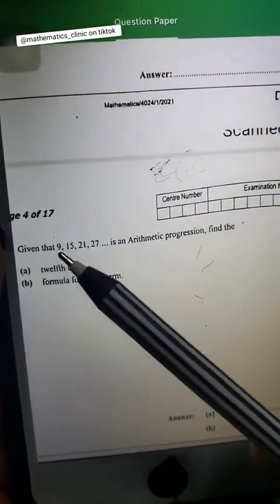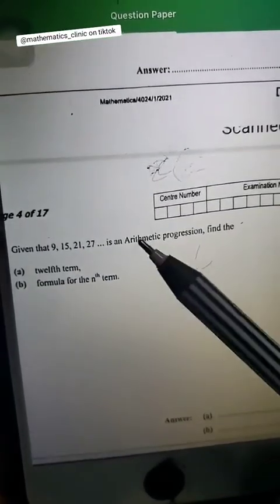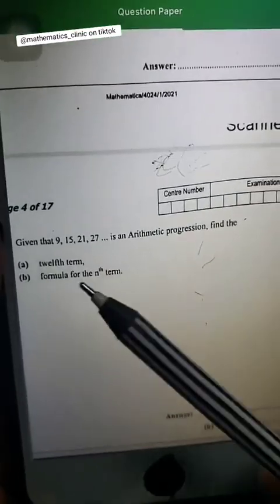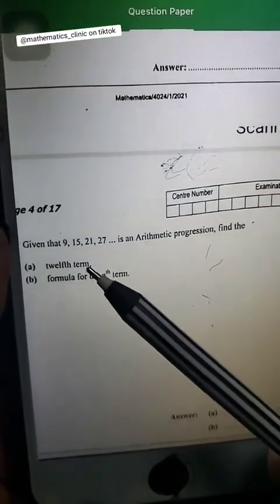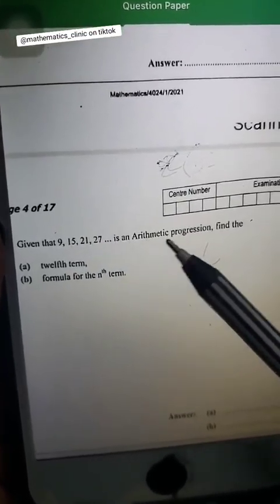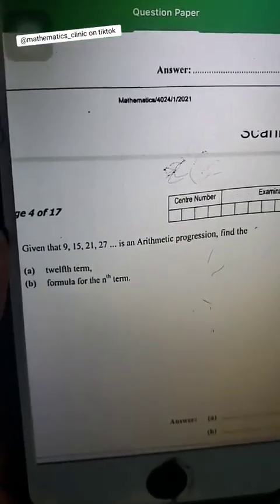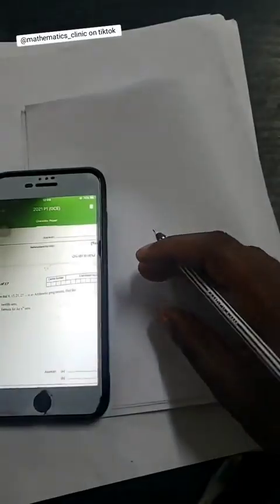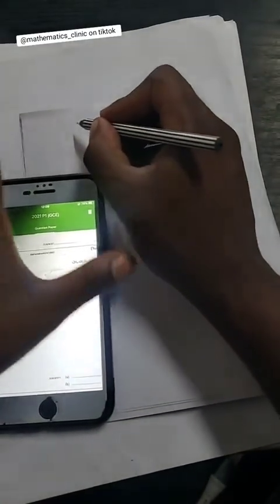It's saying, given that 9, 15, 21, 27 is an arithmetic progression, find the 12th term. Since they have told us that it's an arithmetic progression, we use the general formula for the nth term: nth term is equal to a plus (n minus 1) d.